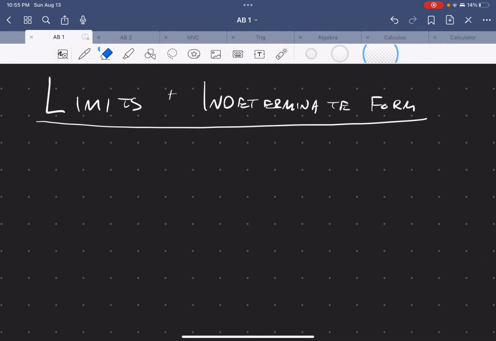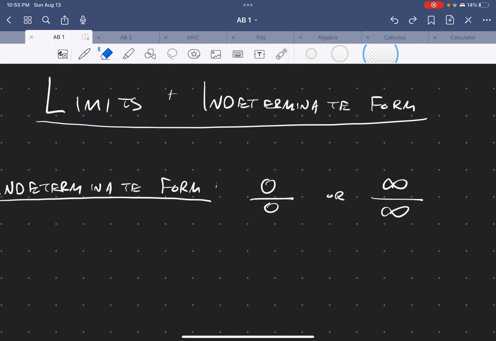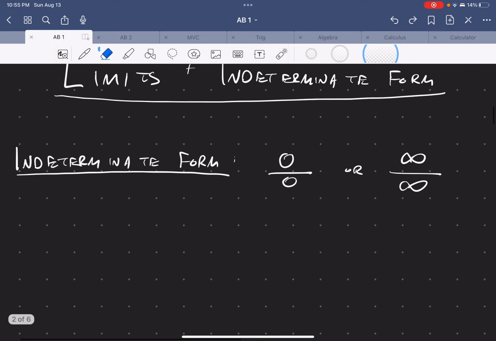All right, this video is over limits and indeterminate form. So indeterminate form is defined by any time you get an answer to a limit that looks like 0 over 0 or infinity over infinity. Normally you would think if I'm dividing by 0, that would be a does not exist answer. But for limits, that's not necessarily true.